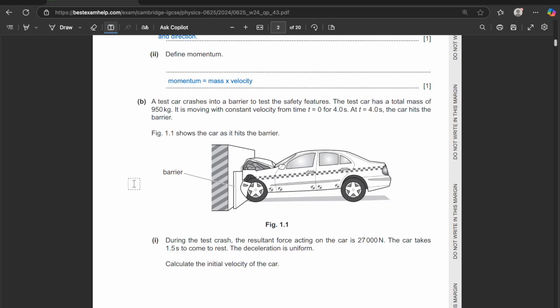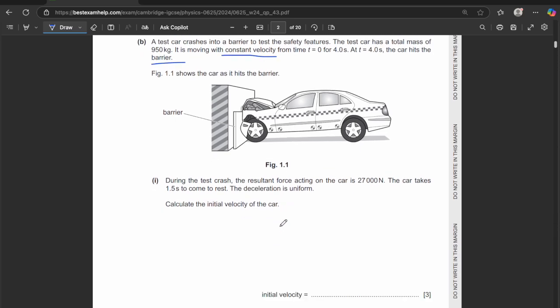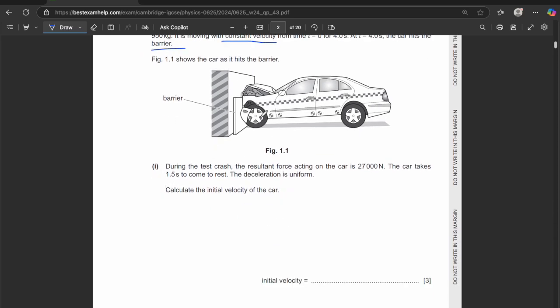B, a test car crashes into a barrier to test the safety features. The test car has a total mass of 950 kilograms. It is moving with constant velocity from time 0 for 4 seconds, and at 4 seconds the car hits the barrier. During the test crash, the resultant force acting on the car is 27,000 newtons. The car takes 1.5 seconds to come to rest, and the deceleration is uniform. Calculate the initial velocity of the car.